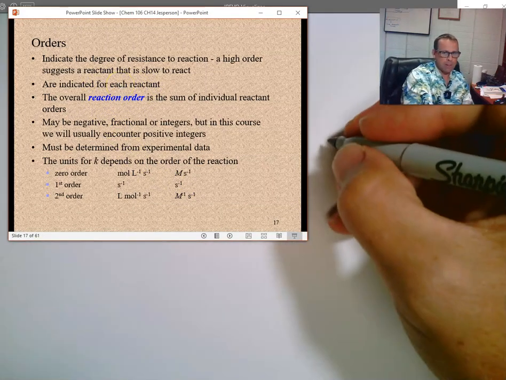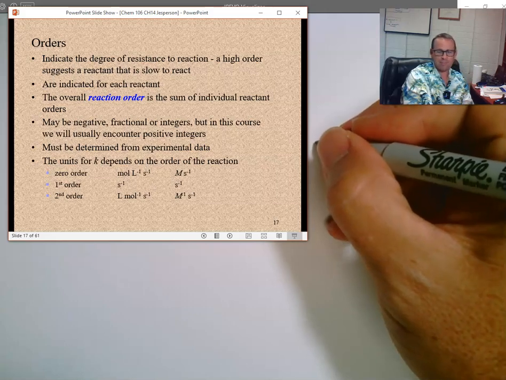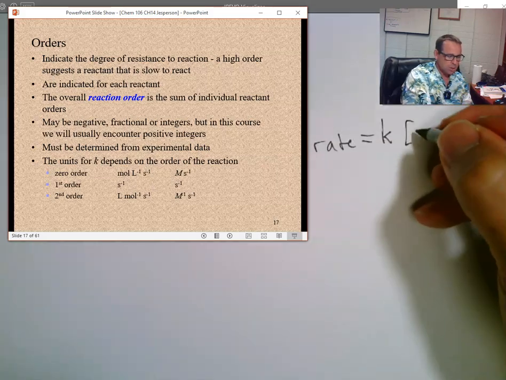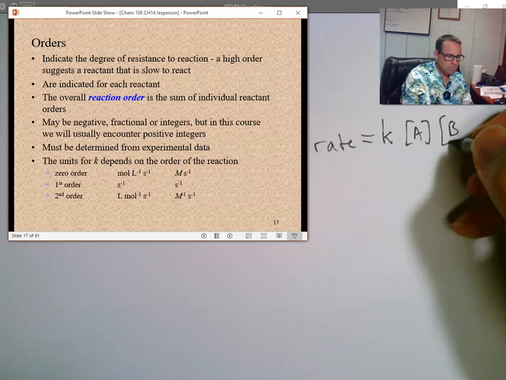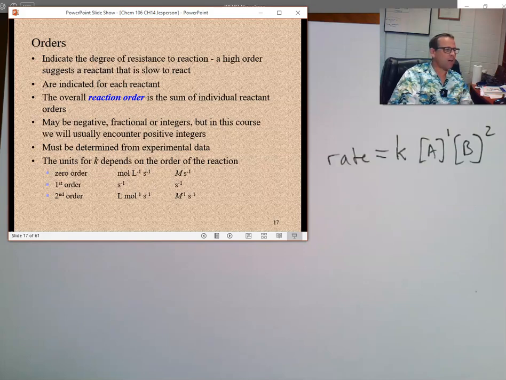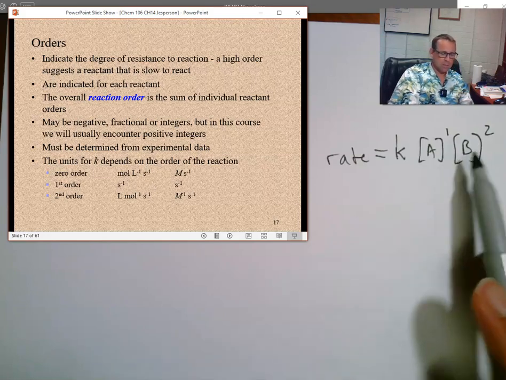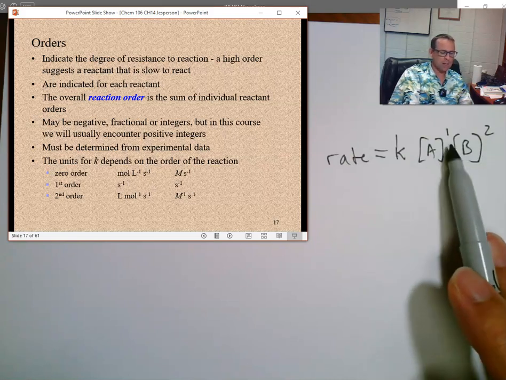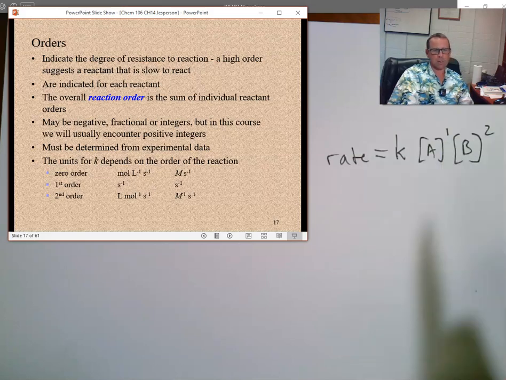So I'm going to write a rate law here. Rate laws are always written like this. Rate equals lowercase k, concentrations of the reactants raised to different powers. And now if I ask Alyssa, what is the order of this reaction with respect to B? Alyssa will say, A is the first order and B is the second. That's right. So with respect to B, this is a second order reaction. With respect to A, this is a first order reaction.